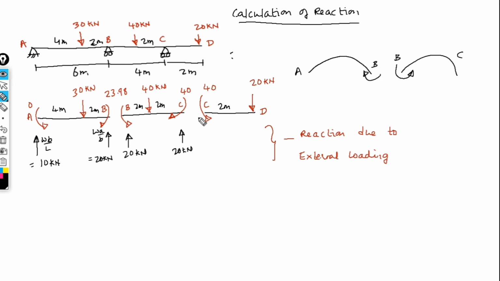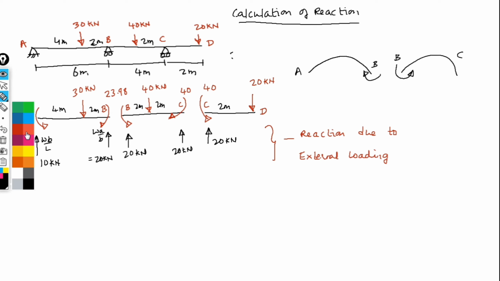Now see, CD can be taken as a cantilever beam. If it is isolated from the continuous beam, it can be considered as a cantilever beam. So this load is going downward. Only one vertical reaction is there in a cantilever beam. So to oppose this load, we have a 20 kilonewton reaction at C. So this is the reaction due to external loading.